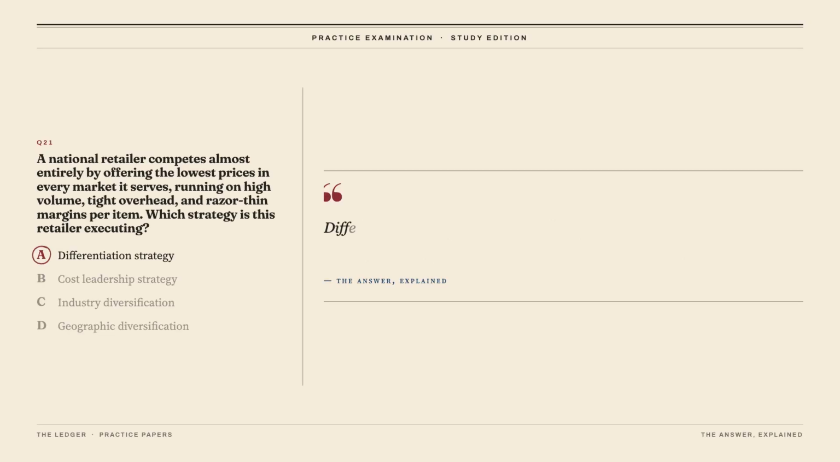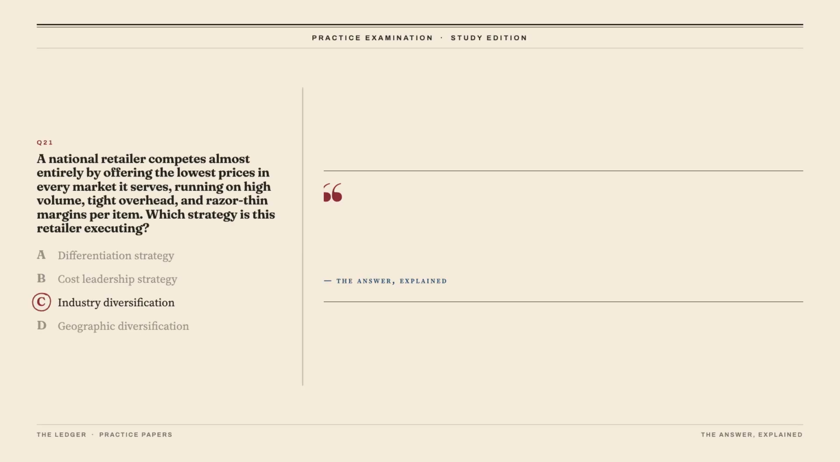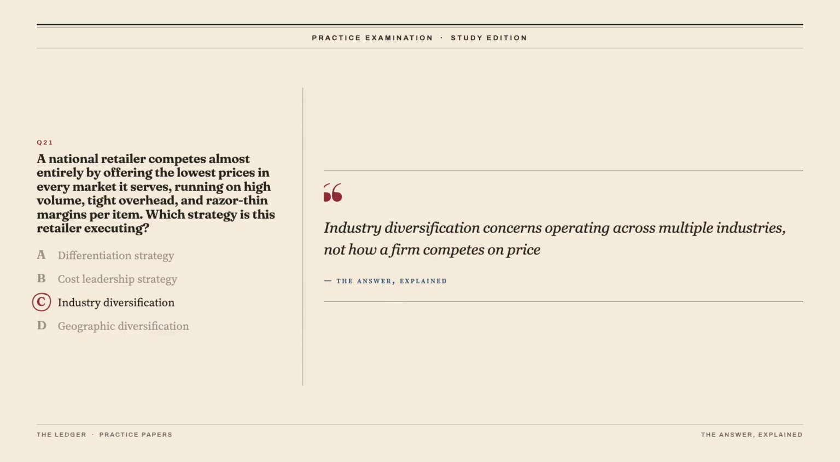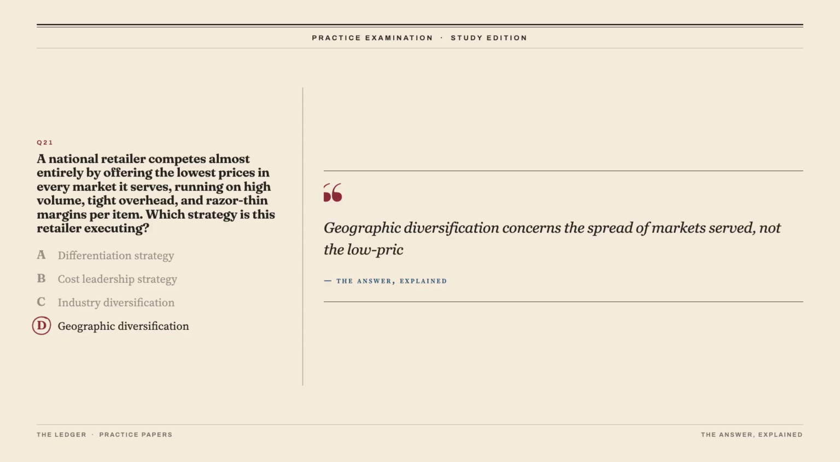A is wrong because differentiation competes on a uniquely perceived product that supports premium pricing, which is the opposite of winning on lowest price. C is wrong because industry diversification concerns operating across multiple industries, not how a firm competes on price within one industry. D is wrong because geographic diversification concerns the spread of markets served, not the low price basis on which the retailer competes.